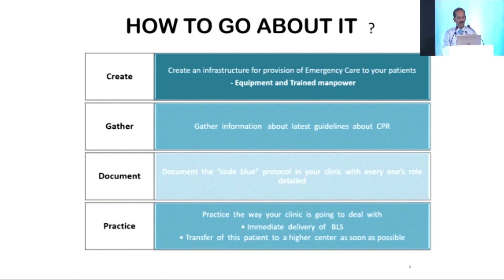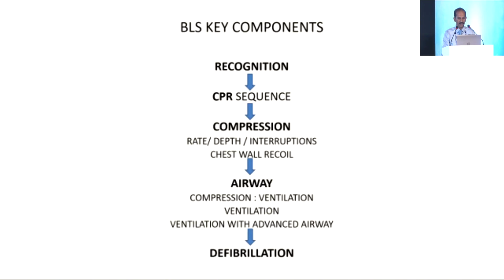Right. How to go about it? First, you need to create an infrastructure for provision of emergency care to your patients, staff, and of course anyone who walks into your clinic. This includes the equipment and the trained manpower. Then gather information about the latest guidelines about CPR. It keeps updating. Document the code blue protocol in your clinic with everyone's role being detailed. And finally, practice it on a routine basis.